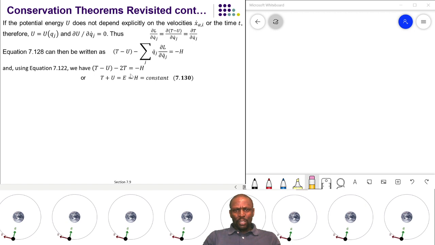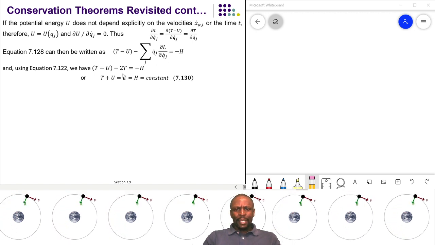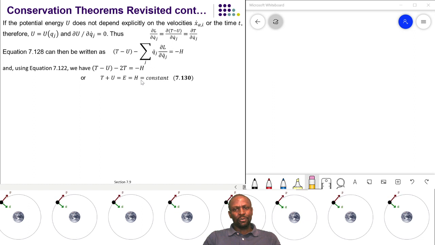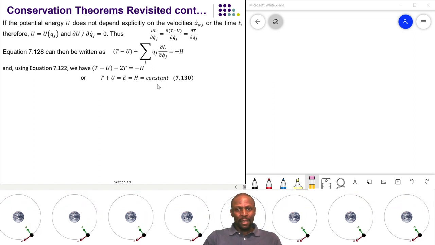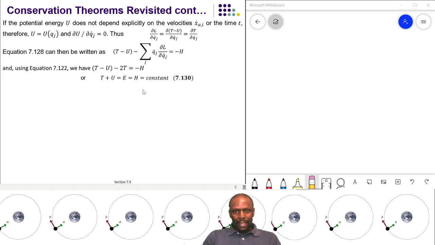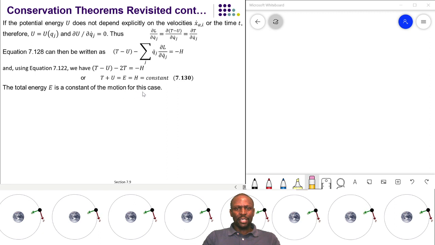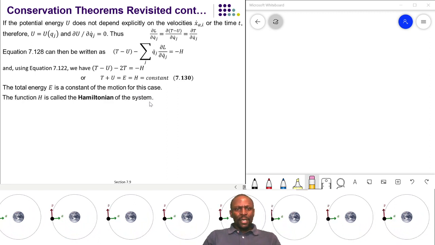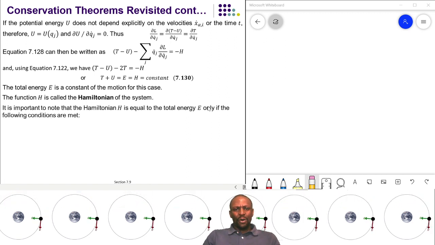Because we just derived that this is 2T, the equation will be given by this. T plus U is nothing else but the total energy of the system, which is the Hamiltonian, and which is a constant, because it is the total energy of the closed system. The total energy is a constant of motion in this case. Now, the function h is what you call the Hamiltonian of the system.